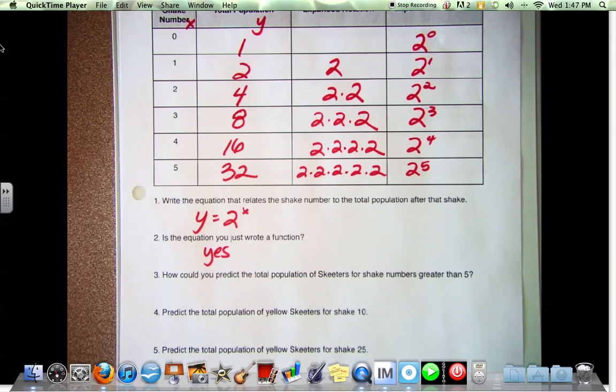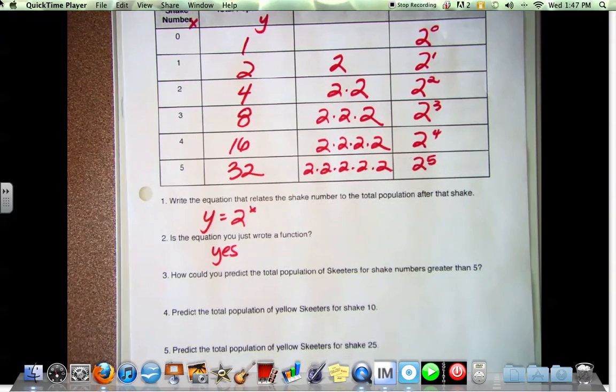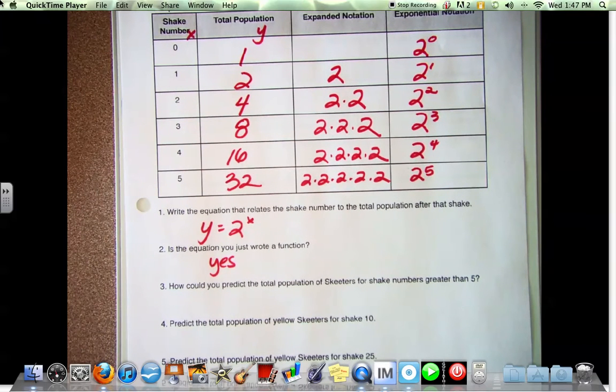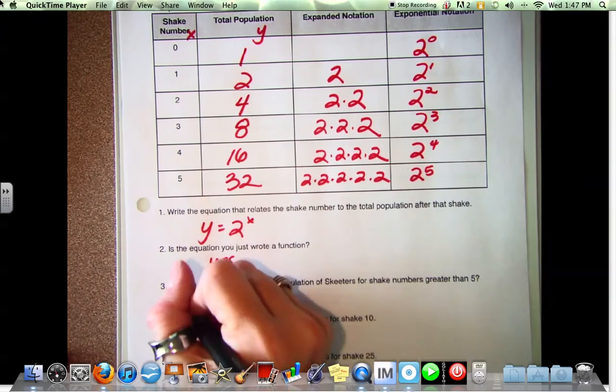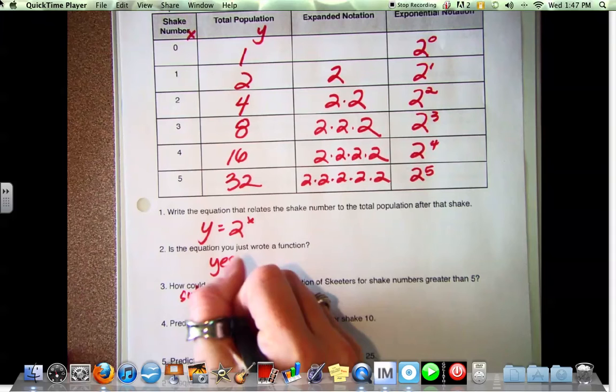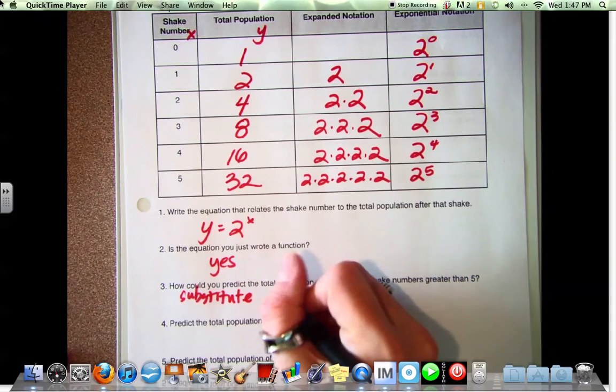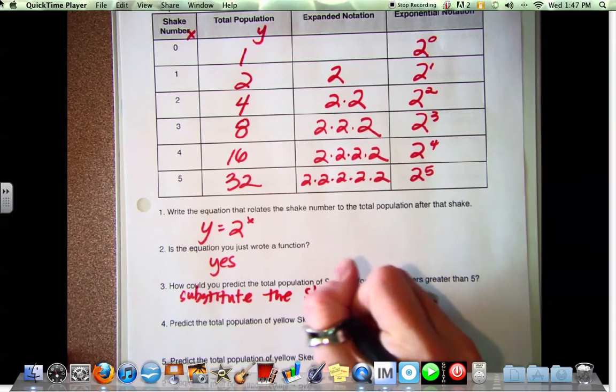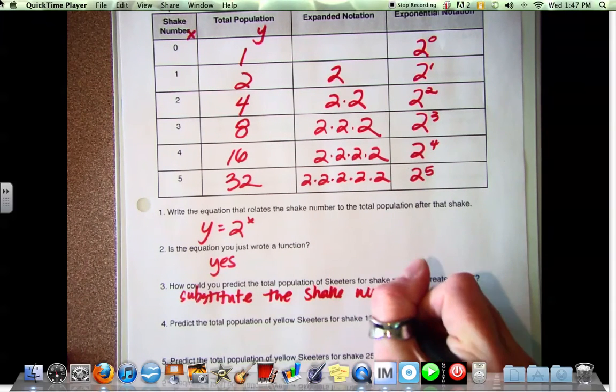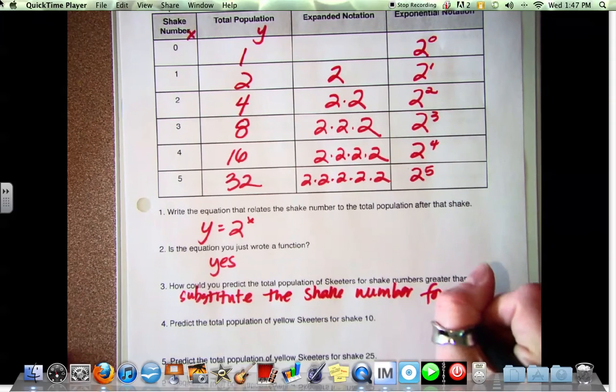How could you predict the total population of skeeters for shake numbers greater than 5? Follow the pattern. You can use the equation. Use the equation and do what? Do y equals 2 to the power of 6. Okay. So we could substitute the shake number for x.